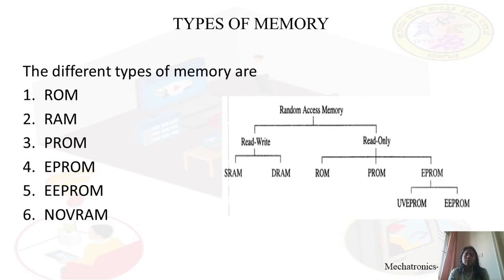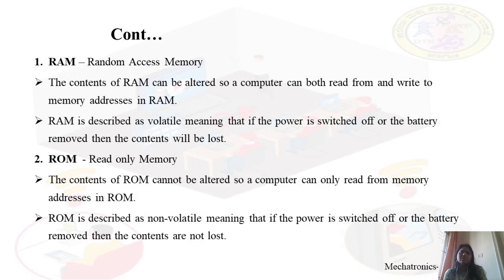Okay. And in the read only, we are having ROM, PROM, EPROM, and in the EPROM, we are having UV EPROM and EEPROM. Now we will see one by one. First one is RAM, that is random access memory. Already you know the random access memory.